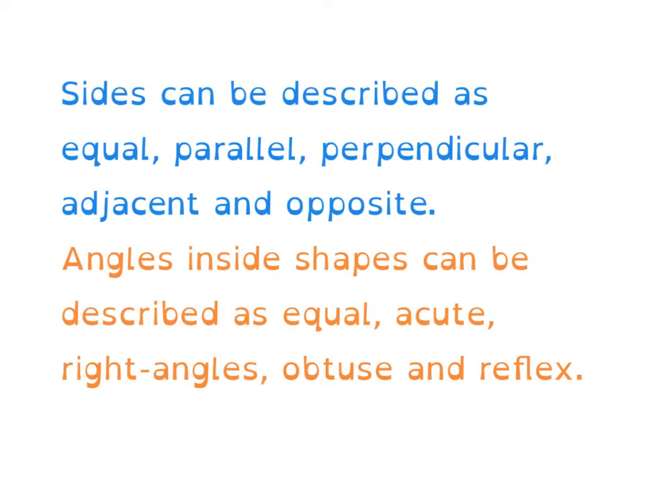So sides can be described in lots of different ways. They might be equal, they might be parallel, which means that they are both on the same plane, perpendicular, where they meet at right angles, adjacent, next to each other, or opposite.